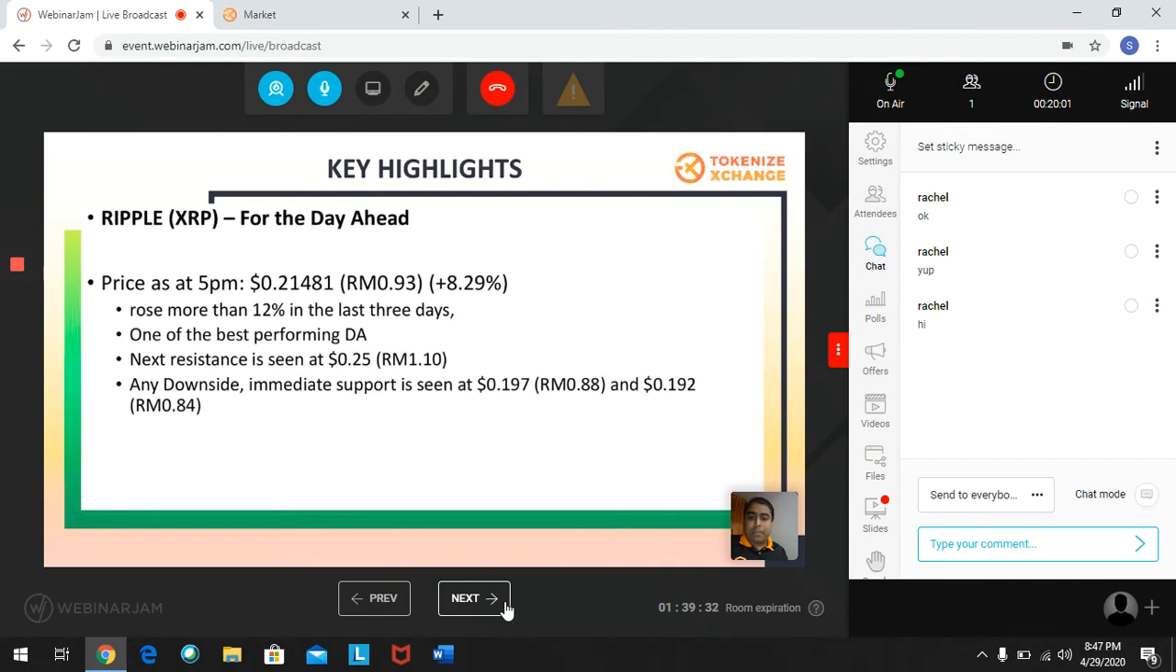All right, coming into Ripple. Ripple is the lower end digital asset available in the Malaysian market. All right, so it's trading at 0.21481. Okay, so day to day is basically up close to 9%. So Ripple has been very active for the past 3 days, and it basically has risen more than 12%.